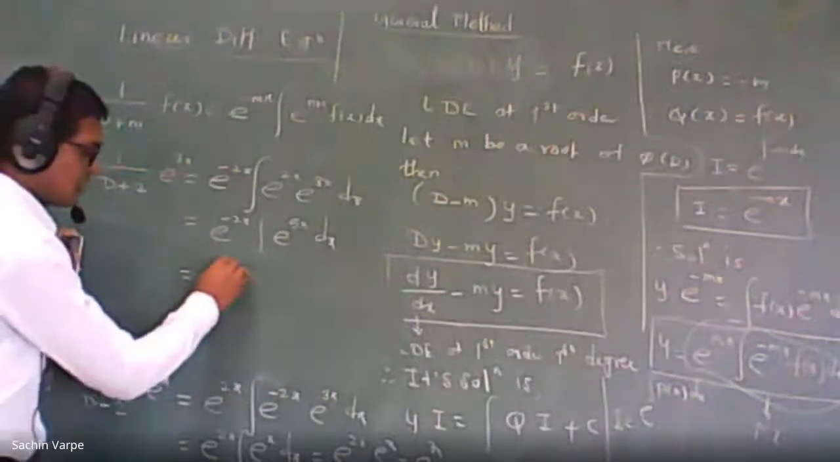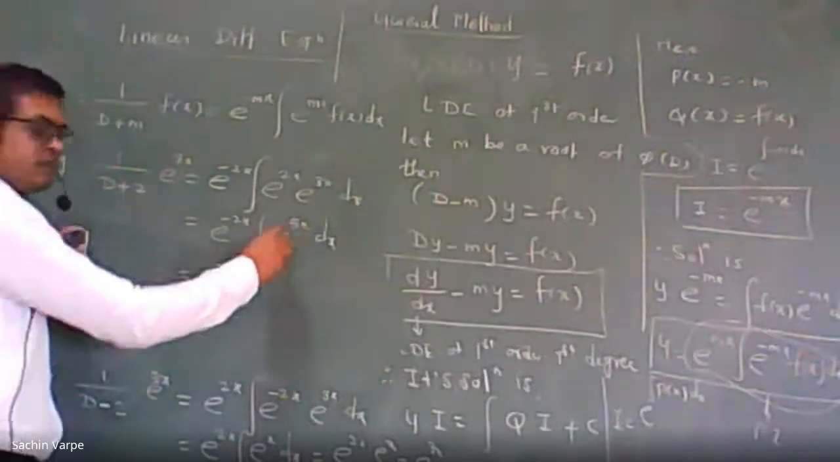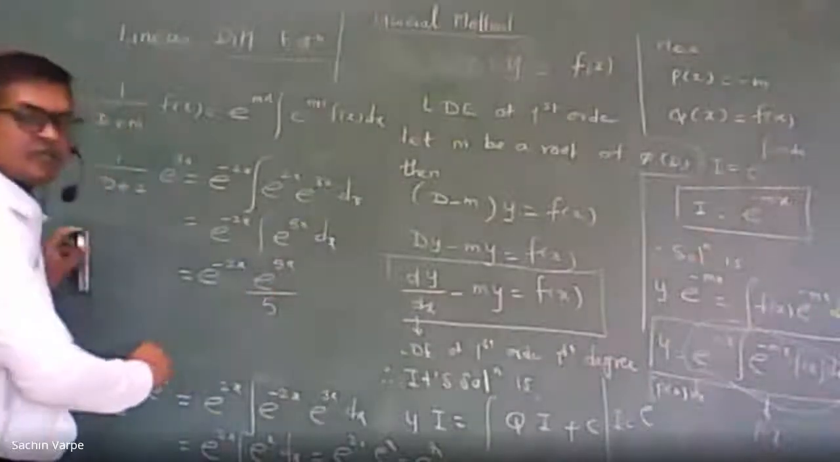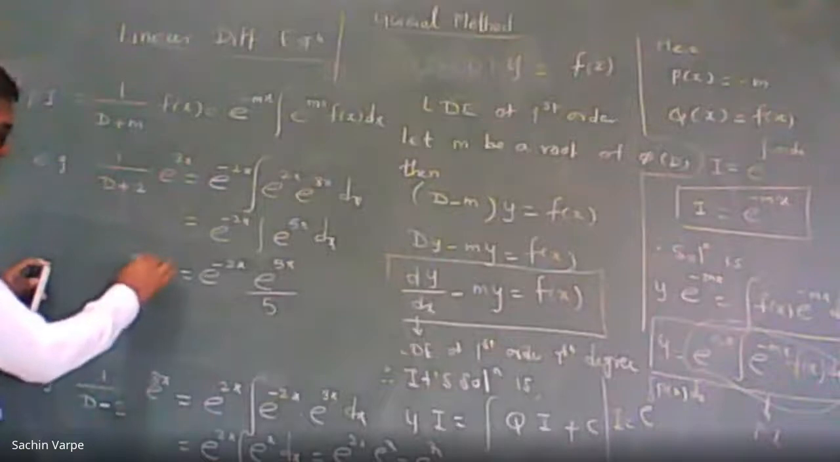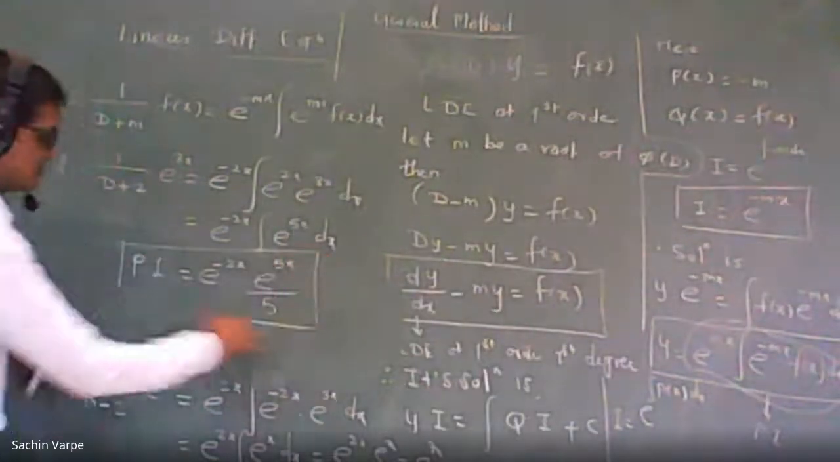So e raised to minus 2x and integration of e raised to 5x will be e raised to 5x upon 5. Isn't it? And that is your value of the particular integral. Very easy.